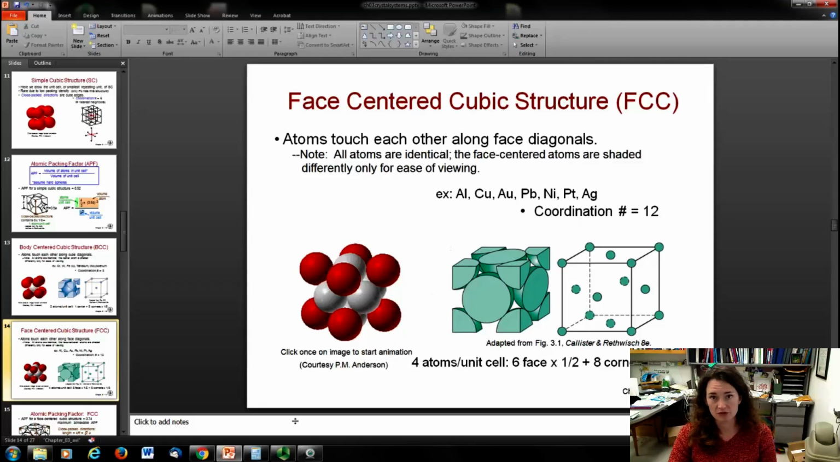And 4 plus 4 plus 4 is 12, so the coordination number is 12. The FCC structure also has a higher number of atoms per unit cell. Each one of these atoms that sits on the face is going to get sliced in half, and there's 6 faces. So 6 times a half gives you 3. And then plus the atoms, of course, at the corners times 1/8. So that's 8 corners times 1/8, which gives you 1. So that gives you 4 atoms per unit cell.